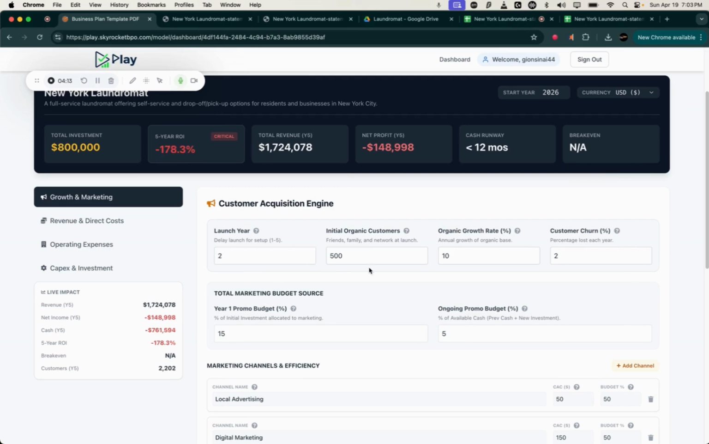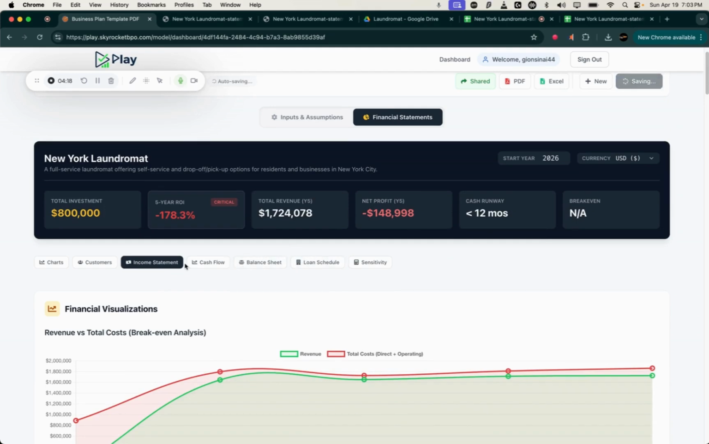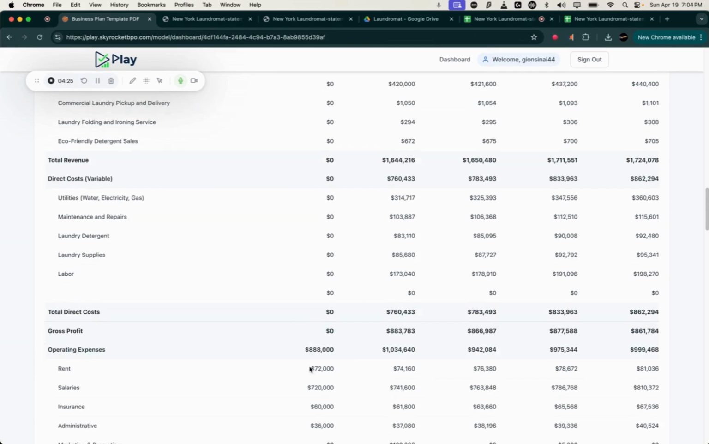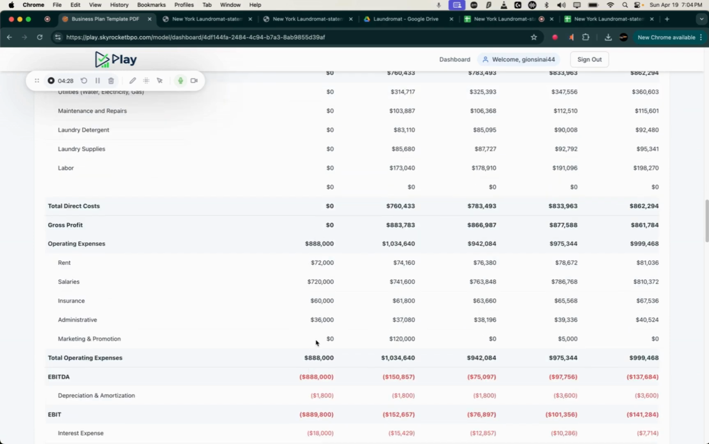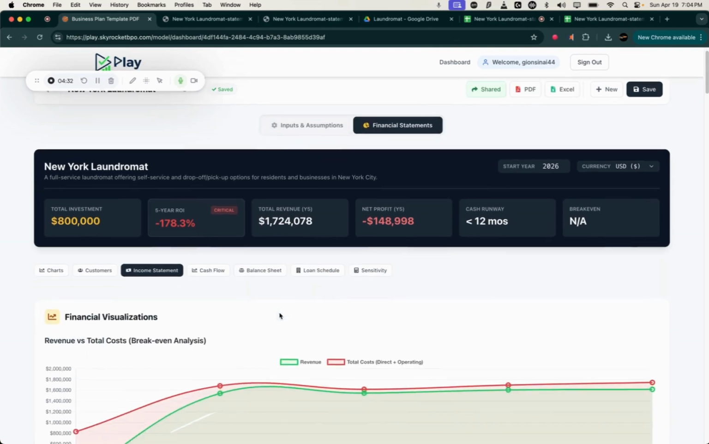So what happens when you change the launch year? When you change the launch year, if you go to financial statement and go to income statement, once you change the launch year from year one to year two, then you have zero revenue during year one, but you have to incur the operating expenses.